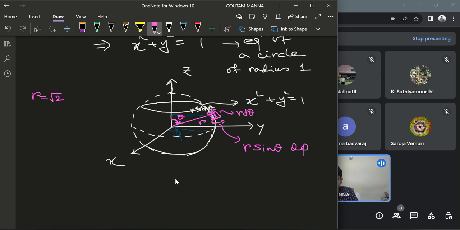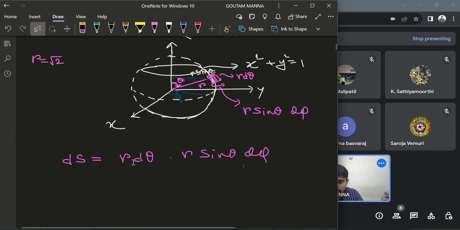Okay, so the surface element ds will be r d theta times r sine theta d phi. So this is the surface element on a sphere. It will be r square sine theta d theta d phi, and this r is constant, which is the radius of this sphere. Okay, so up to this is fine.